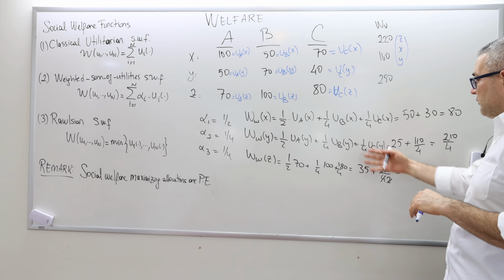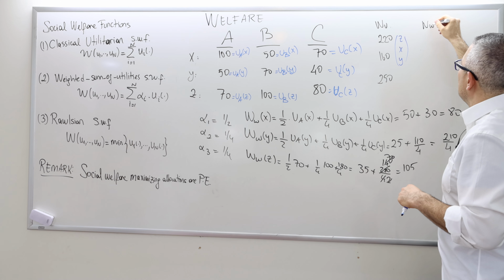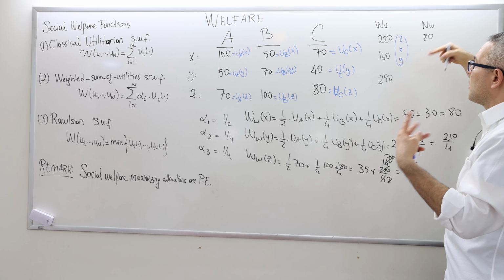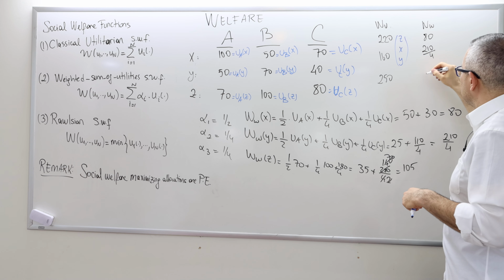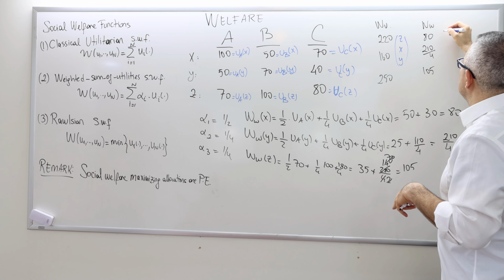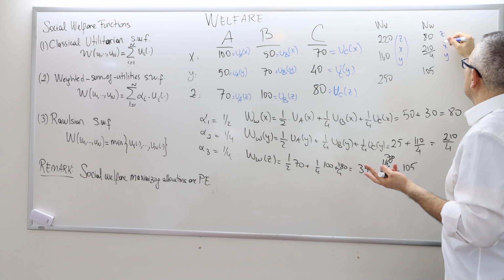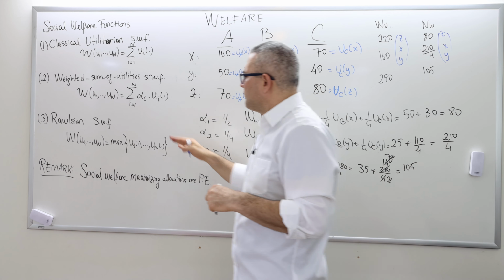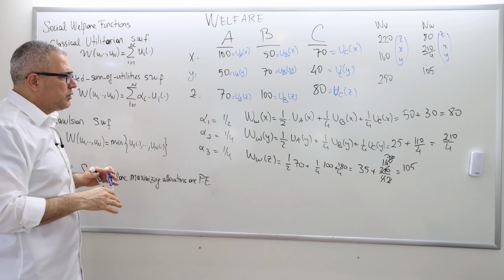So if those numbers are correct, then the WW is going to give us X 80 utility value, social utility. This is 210 divided by 4, and this is 105. So it seems like Z is still the best alternative, and then X, and then Y. So exactly the same ordinal ranking. All right? So this is how the weighted sum of utilities would work.